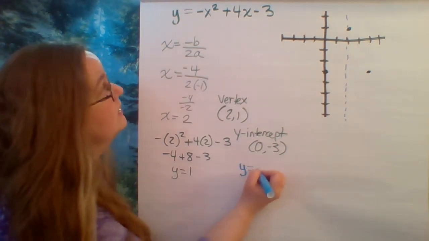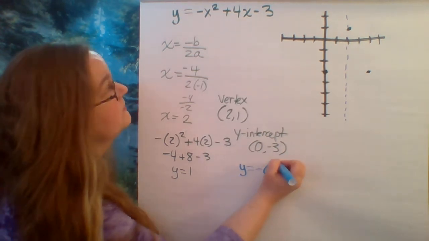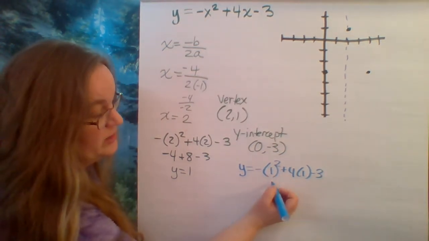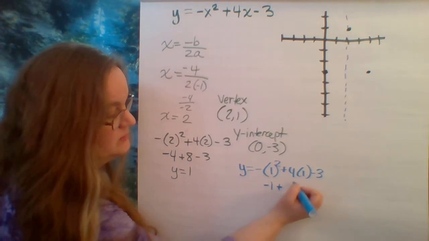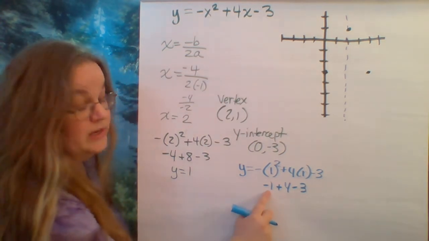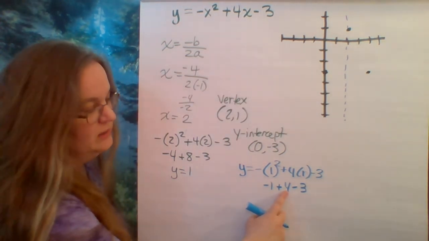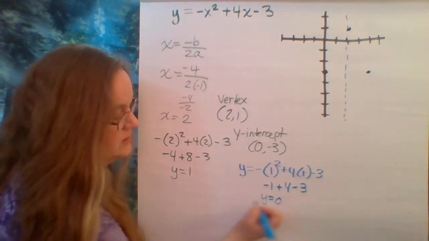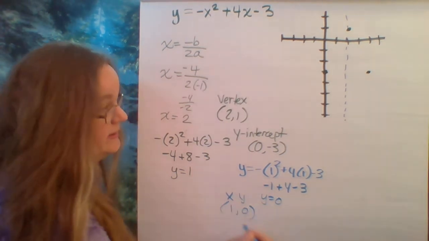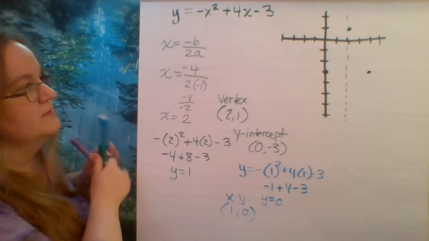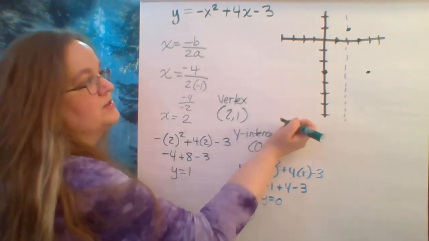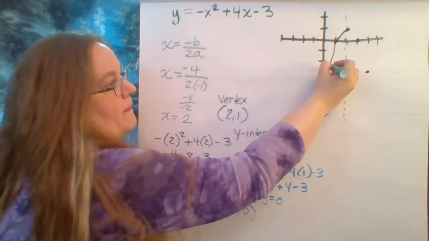So if, let's say, we have 1 instead. That's going to be 1 squared is 1 made negative, plus 4 times 1 is 4, minus 3. -1 plus 4 is 3, minus 3 is going to be 0. So when x is 1, y is going to be 0. So again, if I'm looking at my graph, when x is 1, y is 0, which means that when x is 3, it also has to be 0 in order to be symmetrical.